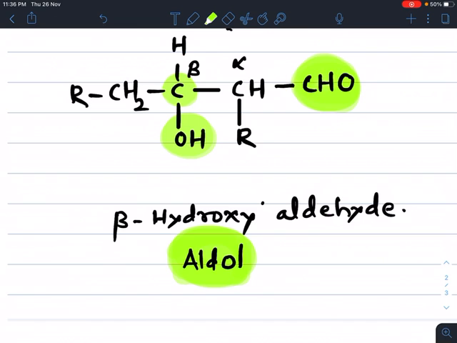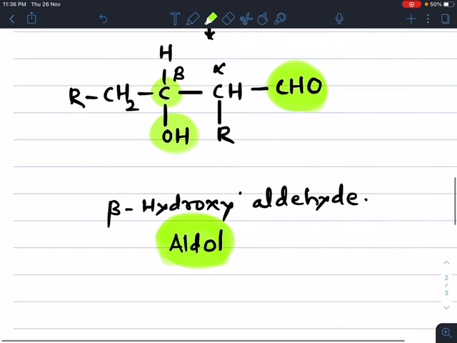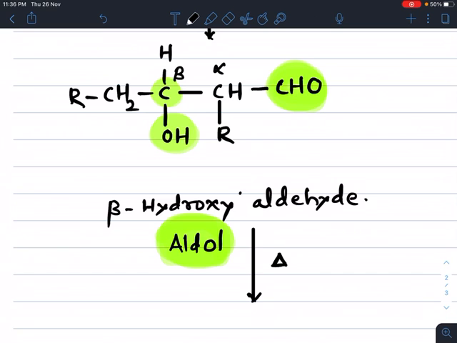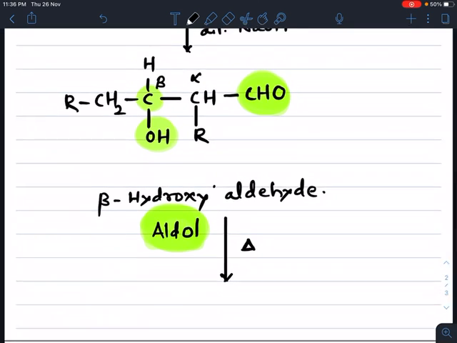Now when this beta hydroxyaldehyde further undergoes an elimination reaction, after heating it undergoes condensation, that is, removal of a water molecule takes place. The water molecule is removed from the alpha and beta carbon atoms. From the alpha carbon atom hydrogen is removed, and from the beta carbon atom the OH group is removed, and the single bond is converted into a double bond according to its valency. So what product do we get?